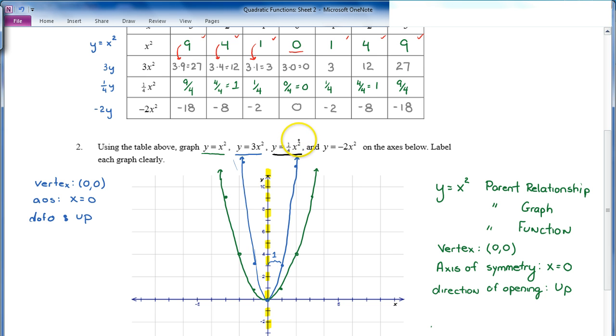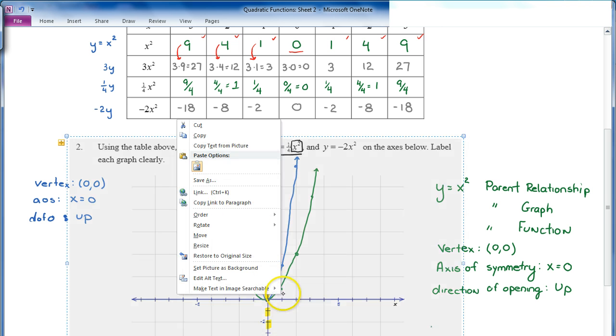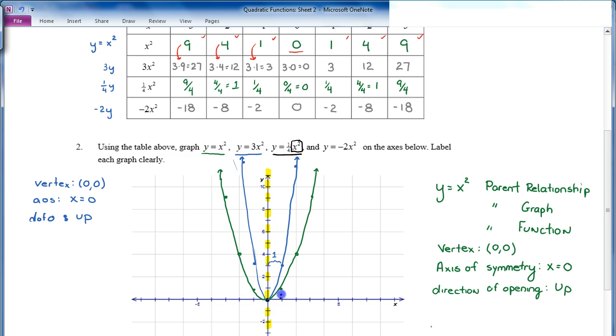So we see the parent relationship, or parent graph, is y equals x squared, which is right there. So we're going to take the y value and multiply by 1/4. So 0 times 1/4 is 0. 1 times 1/4, it's going to be 1/4, so it's going to be somewhere about there. I'm going to approximate. Oh, pardon me. 4 times 1/4 is going to be 1. 9 times 1/4 is going to be 9/4. And 9/4 is 2 1/4, which is going to be about here.